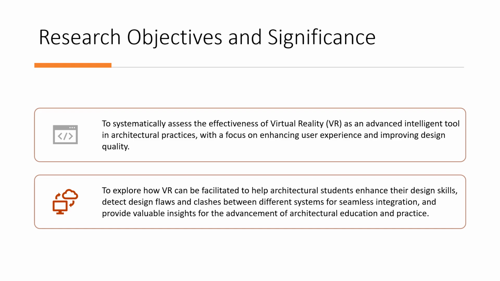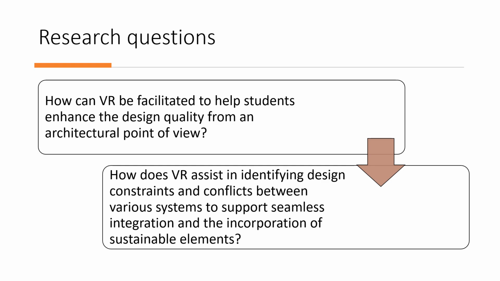Also here we can see the research objectives and significance, and the research questions mainly: how can VR be facilitated to help students enhance the design quality from an architectural point of view, and how does VR assist in identifying design constraints and conflicts between various systems to support seamless integration and the incorporation of sustainable elements.